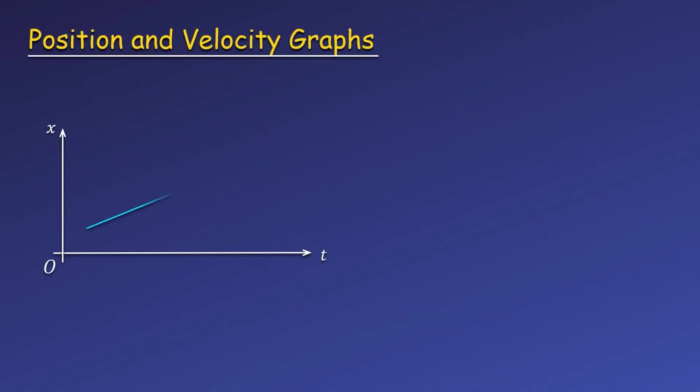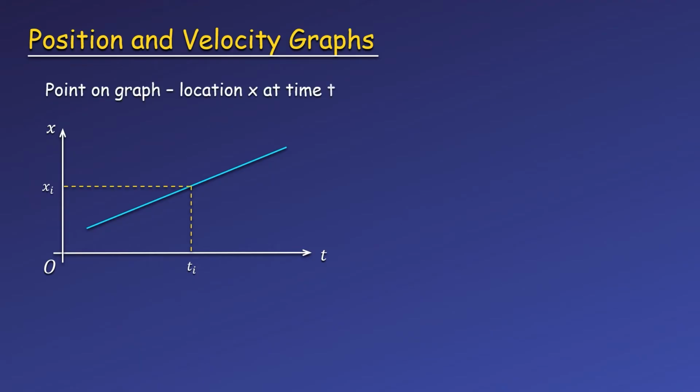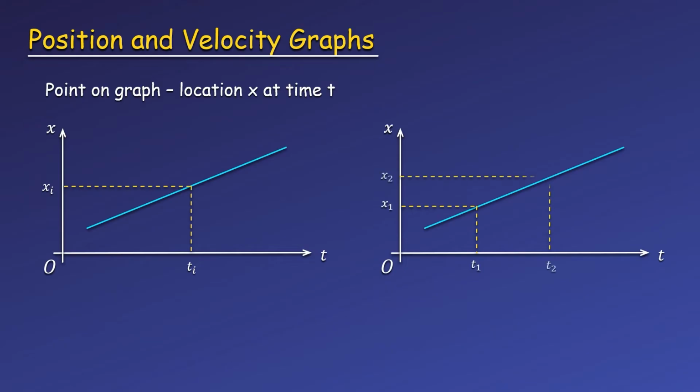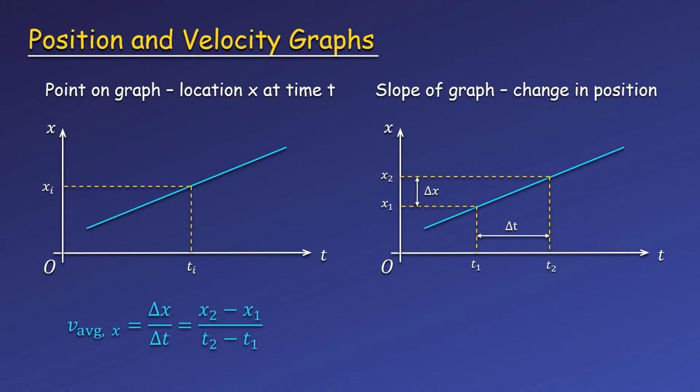If we plot position versus time, a point on this graph is the location of an object at a specific time. If the graph then increases with time, or increases left to right, this means the position is increasing. We can also look at two different points on the graph to look how the position has changed within some time interval. This is represented by the slope of this graph, and we already have an equation involving the slope. Slope can be written as the change in the y-axis over the change in the x-axis, which for us is the change in the position x over the change in time. This is our definition for average velocity.